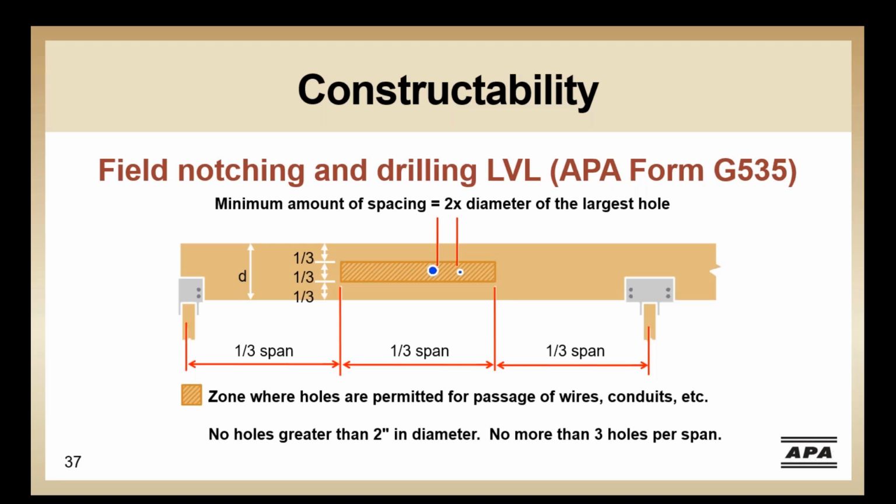By cutting in this area, we're locating the holes away from supports where the shear is lower and away from the beam edges, so we minimize the impact on the allowable moment of the beam.